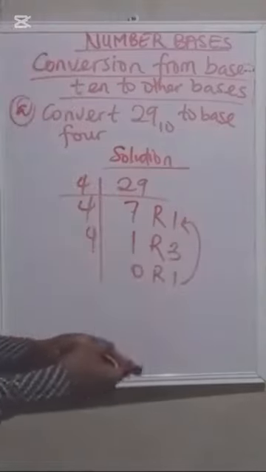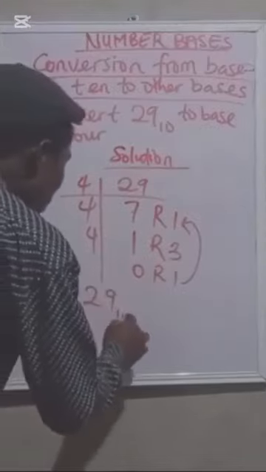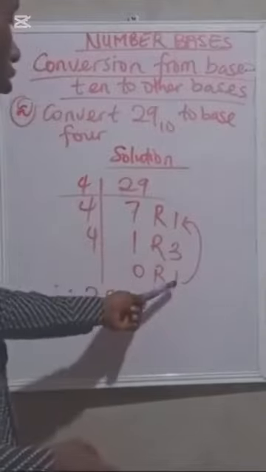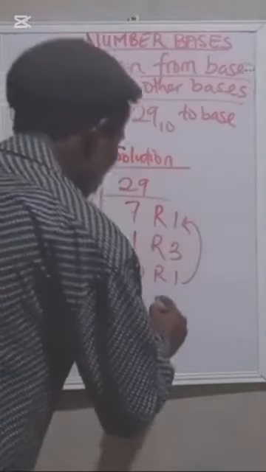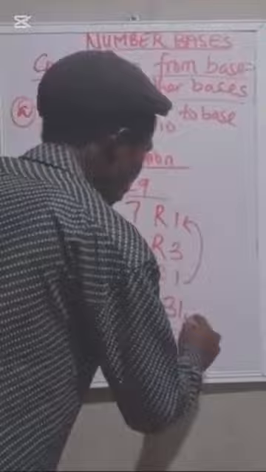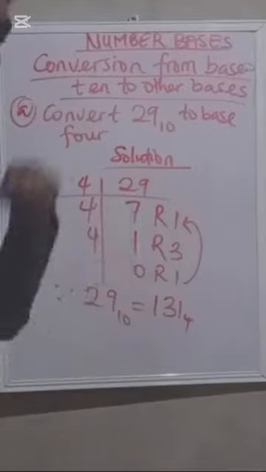So this is how you convert it. Therefore 29 base 10 is the same thing as writing 131. You start from the bottom up to the top. Don't forget to write the base, which is base 4, according to what we did. So this is how to solve this question very fast.